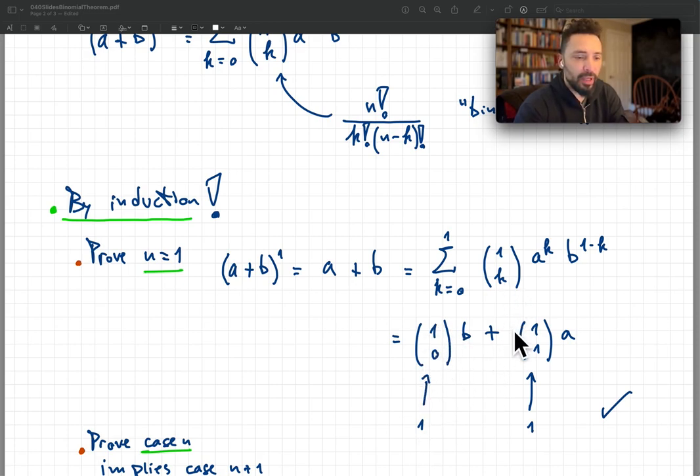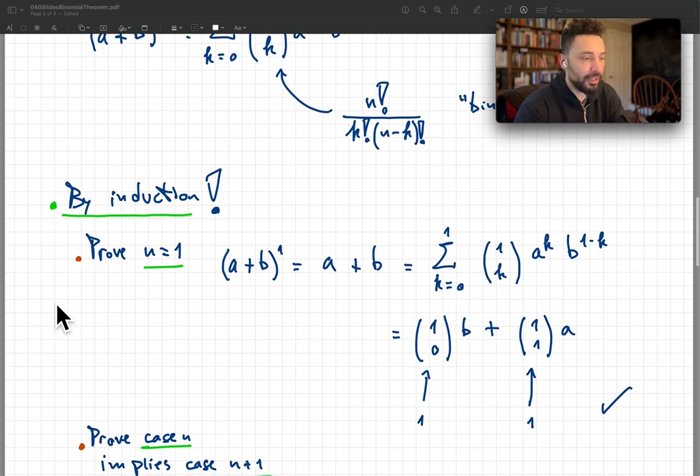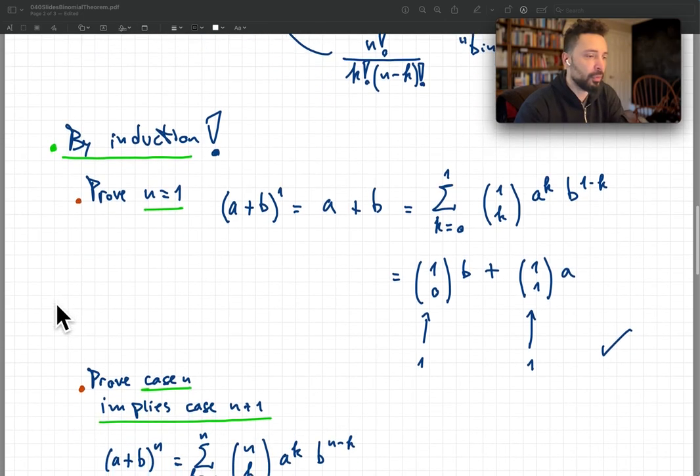Then the second term is the term with k equals 1, so it's 1 choose 1 for the binomial coefficient, a to the 1, b to the 1 minus 1, which is 0. And so we have the binomial coefficient 1 choose 1, which is just 1, times a. And so this is b plus a. Of course, this is totally fine. It's a little trivial, but that's okay. We go through the formalities. And so we have n equals 1.